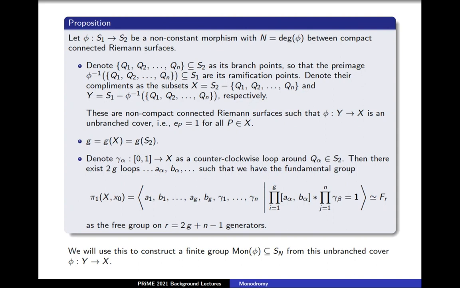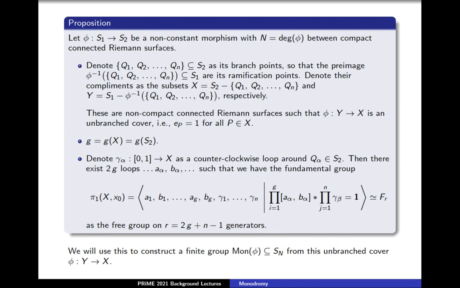Next, we have the following proposition. Let phi from S1 to S2 be a non-constant morphism with capital N equals the degree of phi between compact connected Riemann surfaces. So we'll denote as Q sub 1 through Q sub little n in S2 the branch points of phi, so that the pre-image phi inverse of this set, Q1, Q2 through Q sub little n, in S1 are the ramification points of phi.